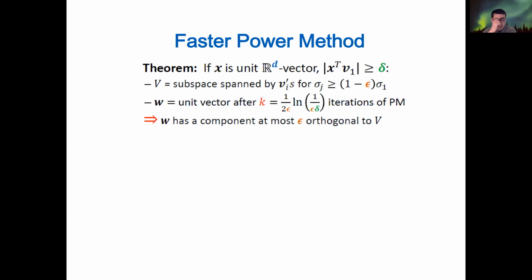Okay, so if there are no questions, let's continue. Next, we will prove this. It's not so simple to prove. Let's see why this is the case.